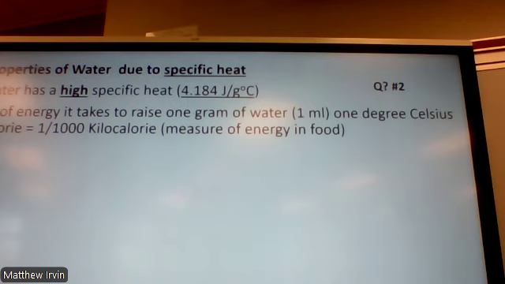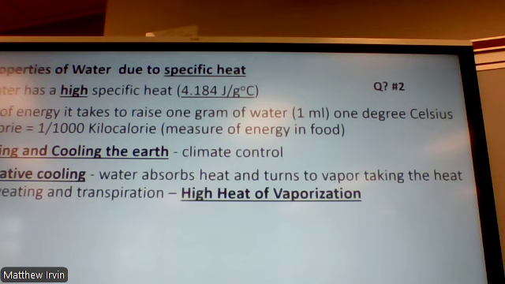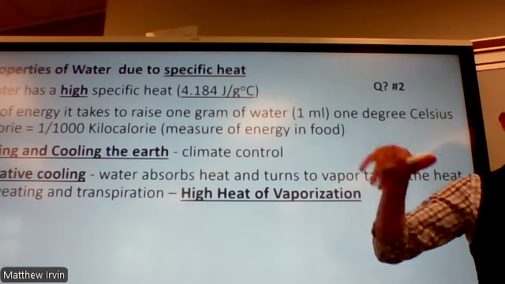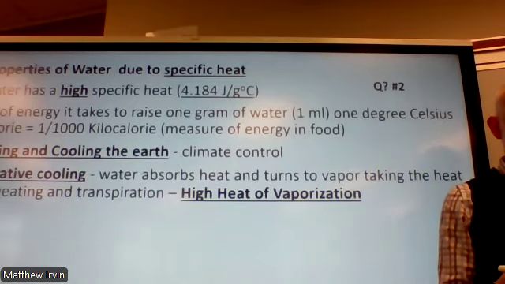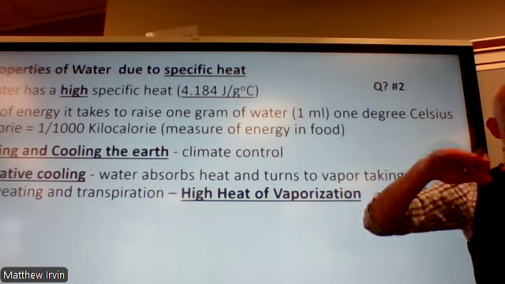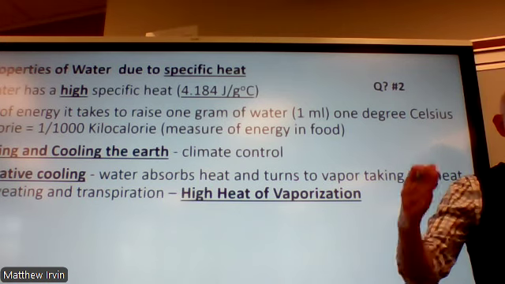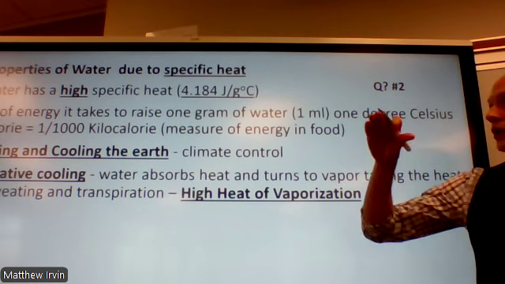This is important because it helps regulate the Earth's temperature and it helps with evaporative cooling. As the ocean waters warm up, it causes them to cycle. This creates the ocean currents. That's going to bring warm water to cooler regions, colder water to warmer regions, and it is also going to help do turnover in the ocean to bring nutrients to the surface.